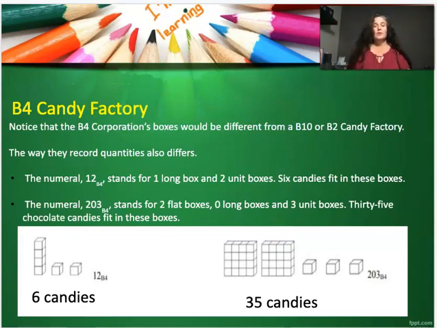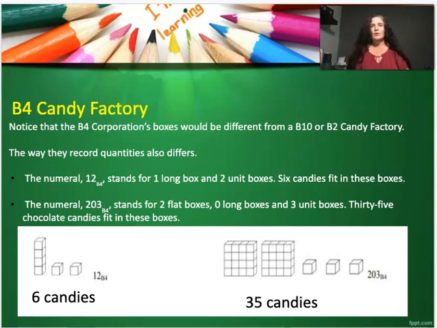Notice that the B4 Corporation's boxes would be different from a B10 candy factory or a B2 candy factory. So the way they record quantities is also different. The numeral 12 B4 stands for 1 long box and 2 unit boxes. So 6 candies fit in those boxes. The numeral 203 B4 stands for 2 flat boxes, no long boxes, and 3 unit boxes, which would be a total of 35 chocolate candies.